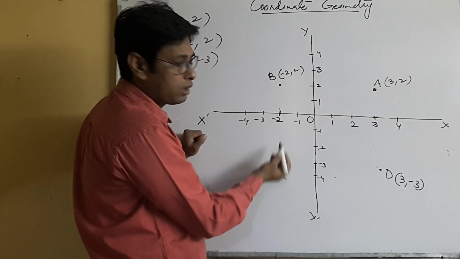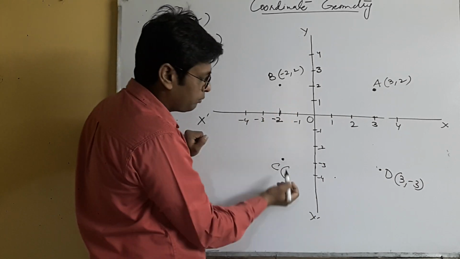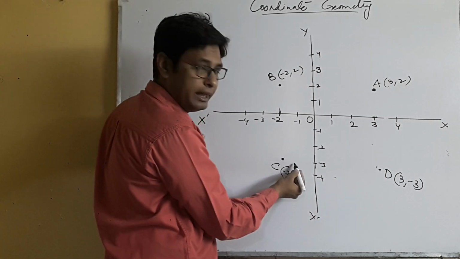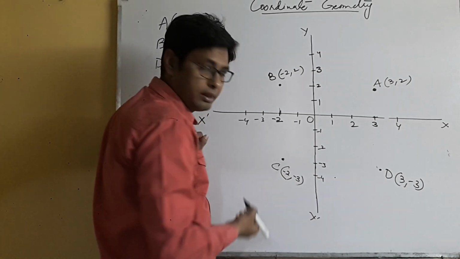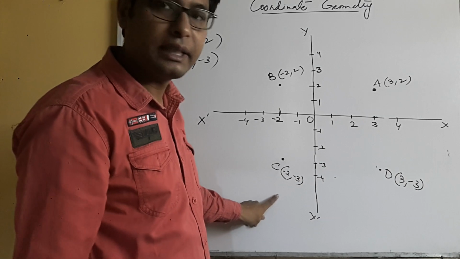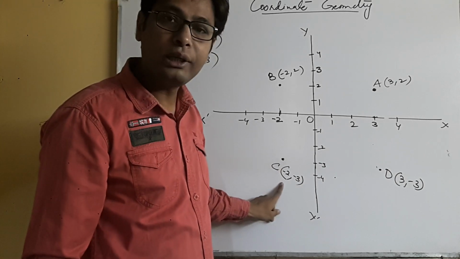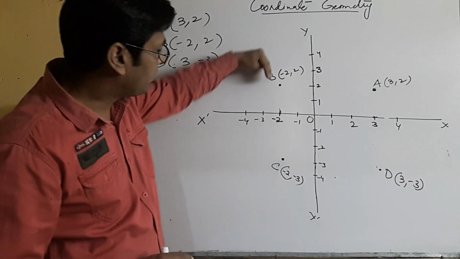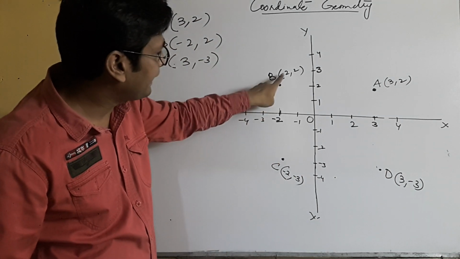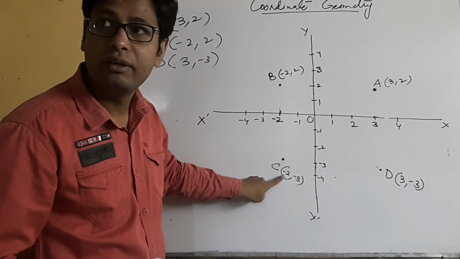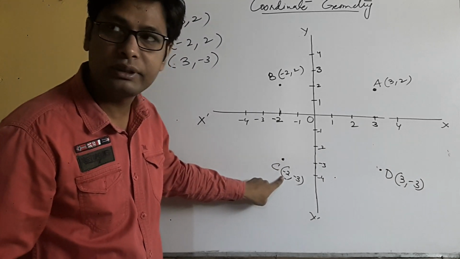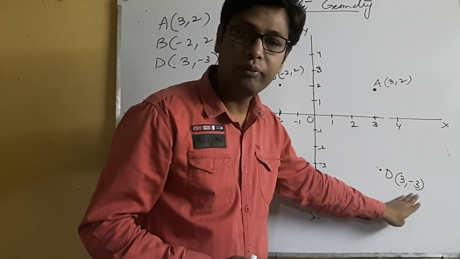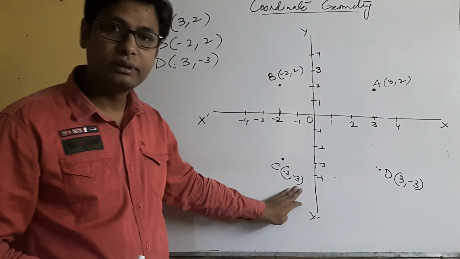How? The x coordinate of B will be the x coordinate of C, and the y coordinate of point D will be the y coordinate of point C. This is how we are going to find out the coordinates of point C. You can see this, it will be with B. So the x coordinate of B will be the x coordinate of C, and the y coordinate of D will be the y coordinate of C.